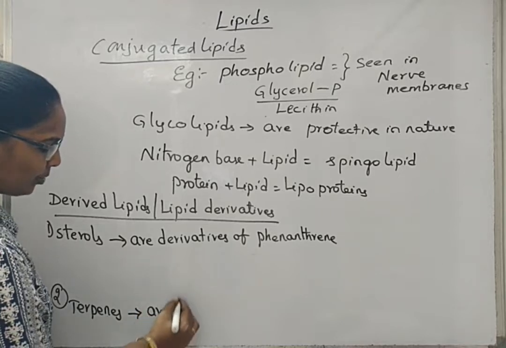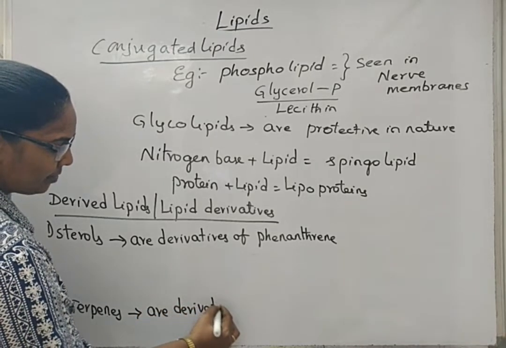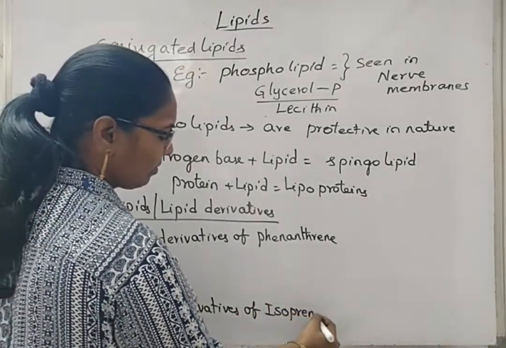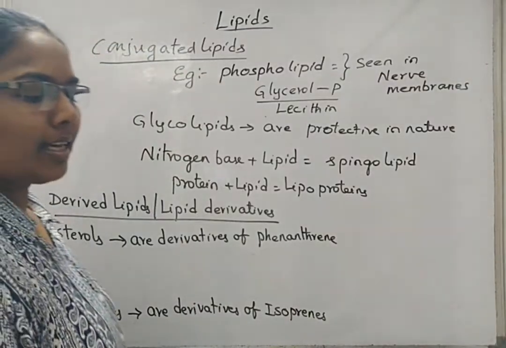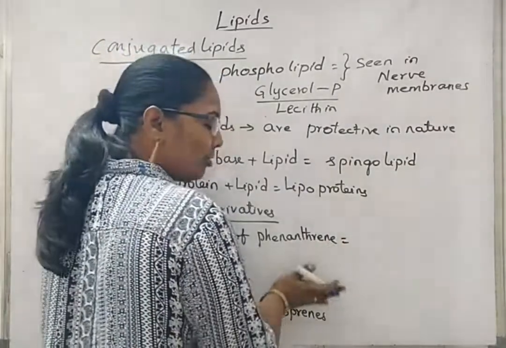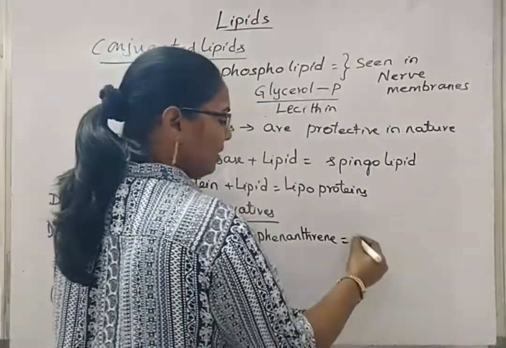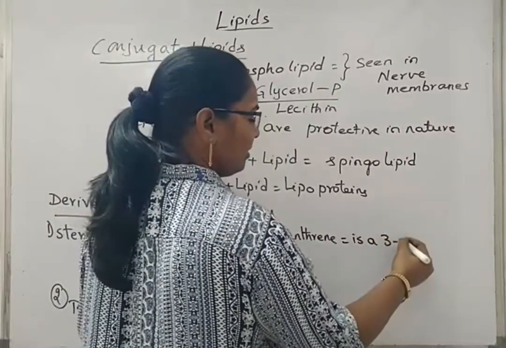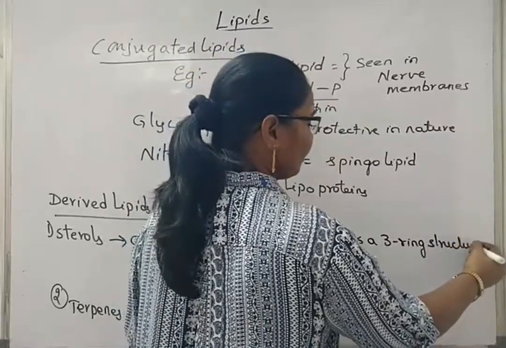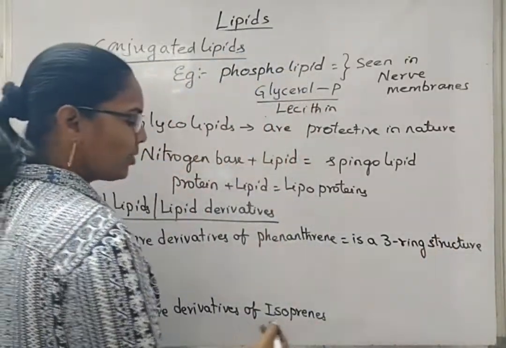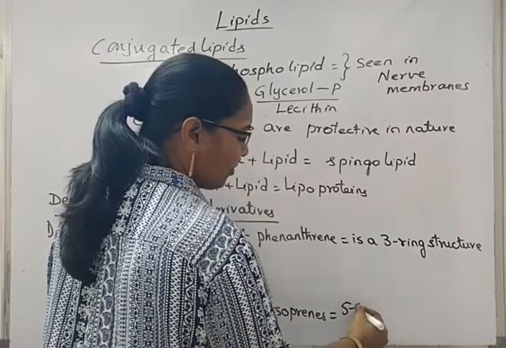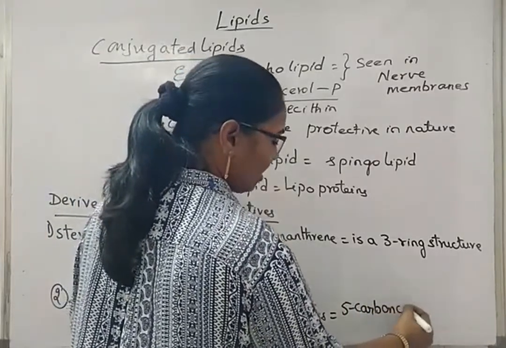Terpenes are considered to be derivatives of isoprenes. Phenanthrene is considered to be a 3-ring structure, because if we know the differences, we can remember easily. It is a 3 benzene ring-like structure. Isoprenes are considered to be 5 carbon compounds.